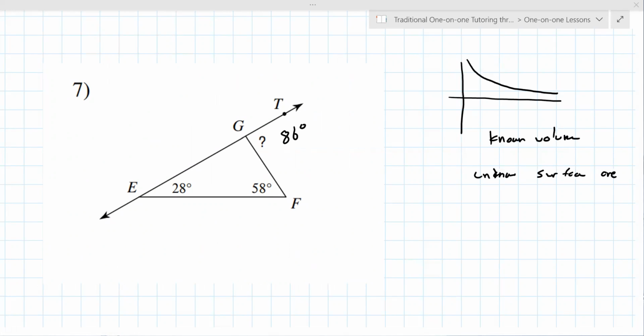We found G and we needed to find H. Found G and now I need to find H. So let me snip that back in.